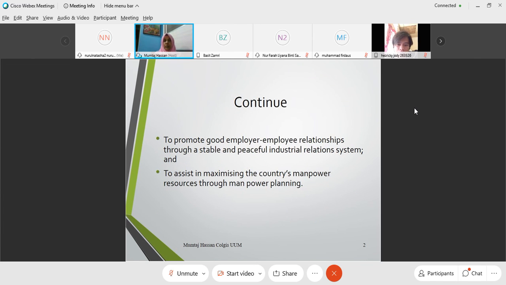Then, to promote good employer and employee relationships through a stable and peaceful industrial relations system. So we do not promote strikes, and when there's a strike, the employer will have to consult the trade union. So it's all under the Ministry of Human Resources. Then, to assist in maximizing the country's manpower resources through manpower planning. So the ministry is responsible for giving training to employees. They have training centers for manpower planning.